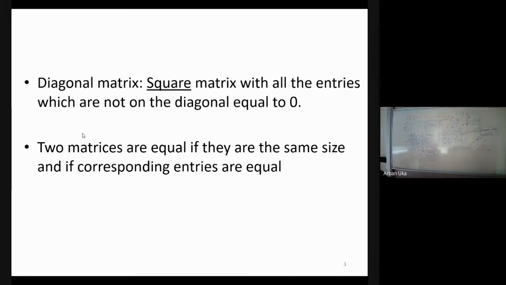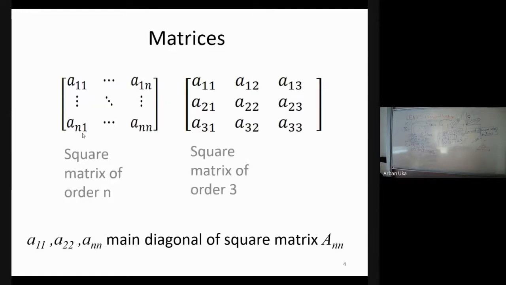Two matrices are equal if they are the same size and if the corresponding entries are equal. So a 3 by 3 matrix can never be equal to a 2 by 2 matrix, because the size should be the same, and also all the entries, in one-to-one correspondence, should be equal to each other. Here we have an example of a square matrix, which is 3 by 3, with entries A11, A21, A31, and the entries A11, A22, and ANN are considered the diagonal terms of the matrix.